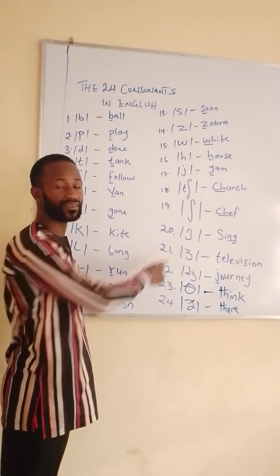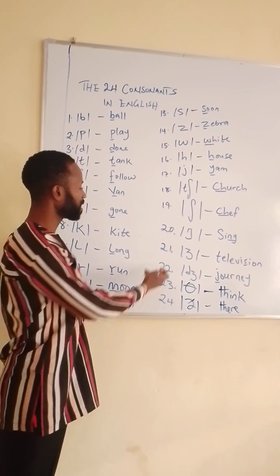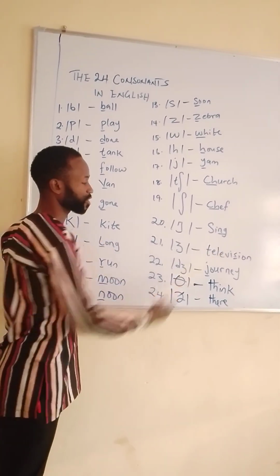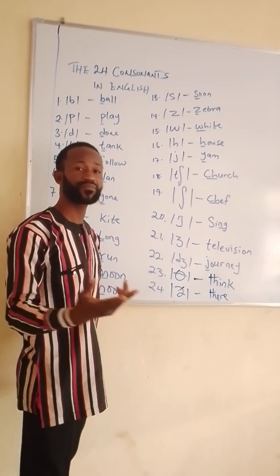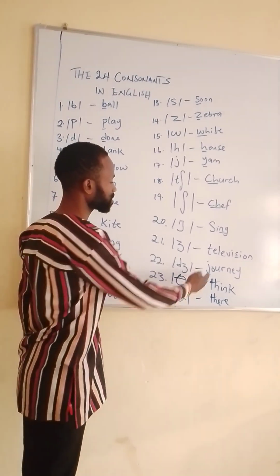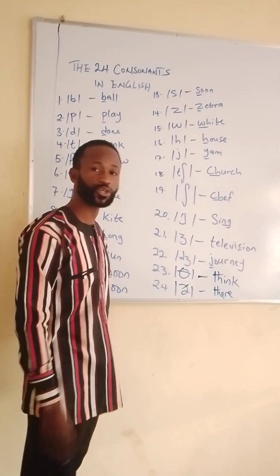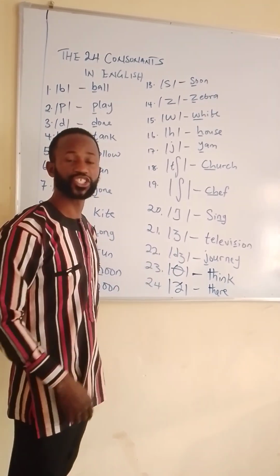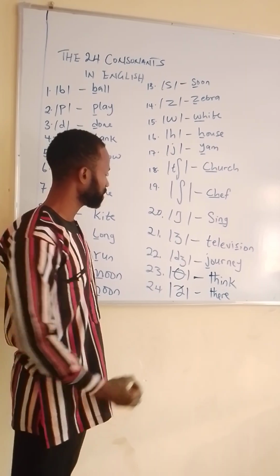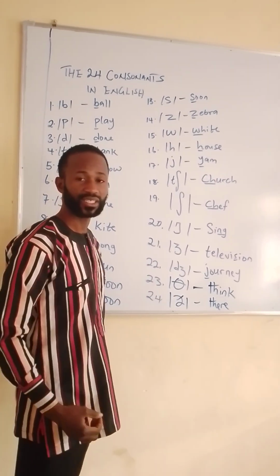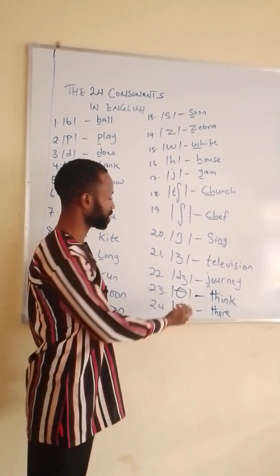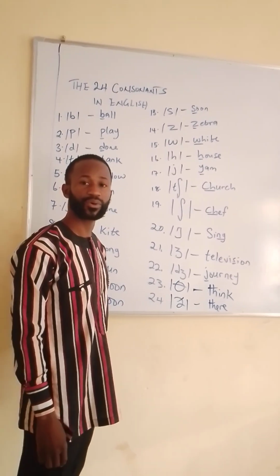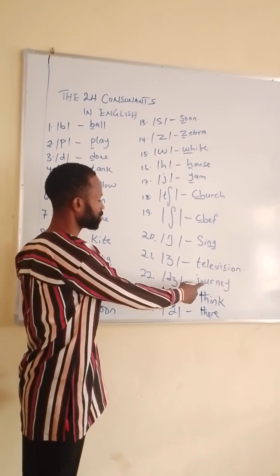represent this sound. Now the next one is sh in television. Now most times people are fond of pronouncing this word as television. Now this s stands for this sound sh, television. The next one is j in journey. This letter J represents this phonetic symbol j, which is journey.